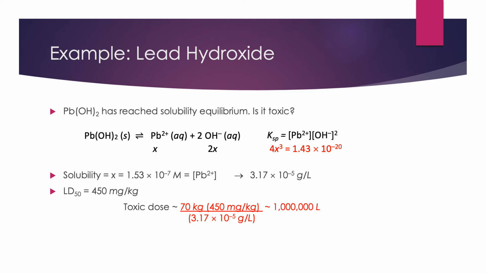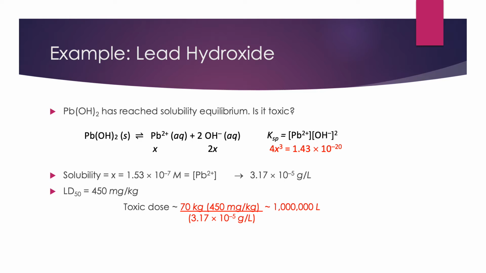Now one could look up on a table what the LD50 for lead is, and in this case it's 450 milligrams per kilogram of body weight. So let's say, for example, I'm interested in finding out if this is a toxic dose for me. I weigh about 70 kilograms. So I would take my body weight, 70 kilograms, multiplied by the LD50, 450 milligrams per kilogram. That's going to be how many milligrams of lead would be fatal for me.